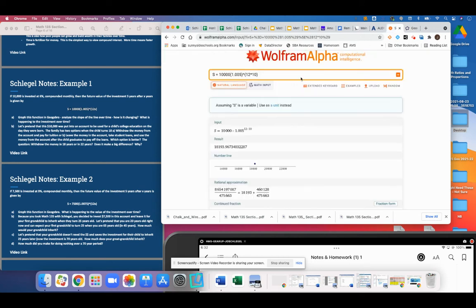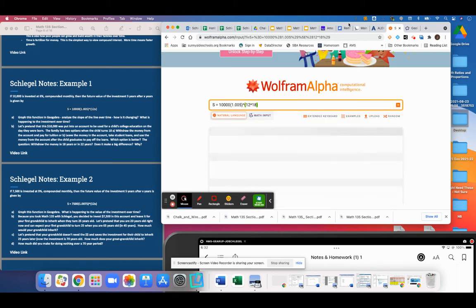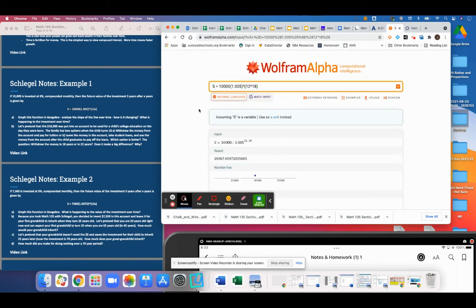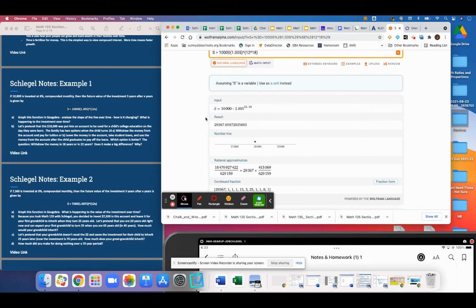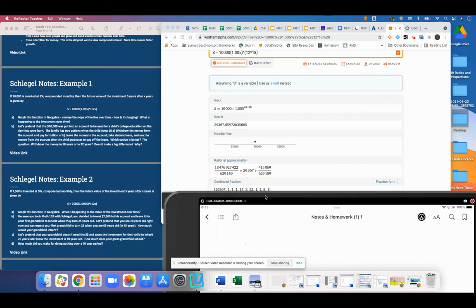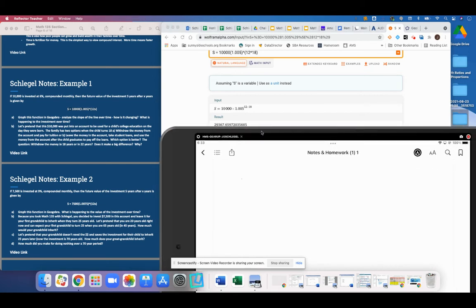Let's jump over to Wolfram, and we can do exactly what we did for Geogebra there. We can just punch that in there. We're trying to replace X. We need to put a multiplication symbol there. So we want to know how much the account will be worth after 18 years. Let's feed that to Wolfram and see what we get. So after 18 years, we have $29,367. And please do me a favor, everyone. Please, please, please round to the nearest hundredth here. We are talking about money.